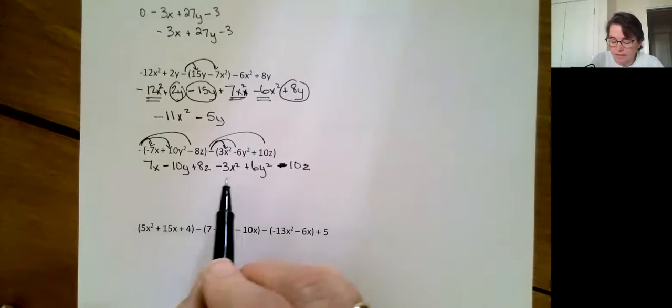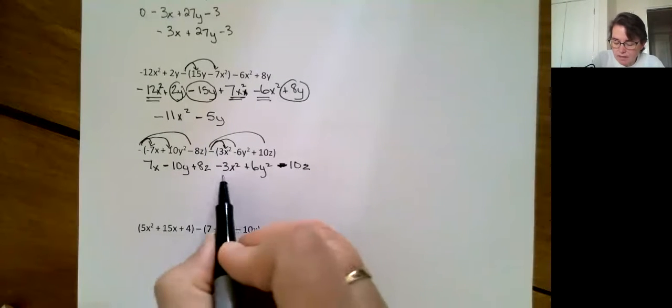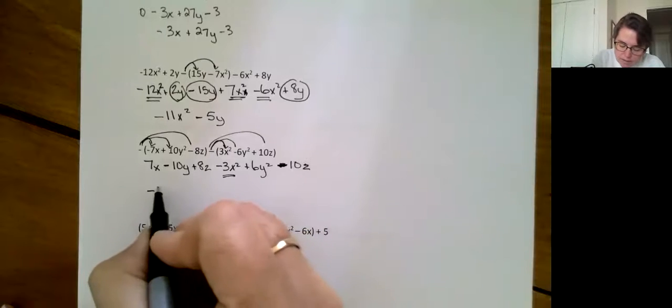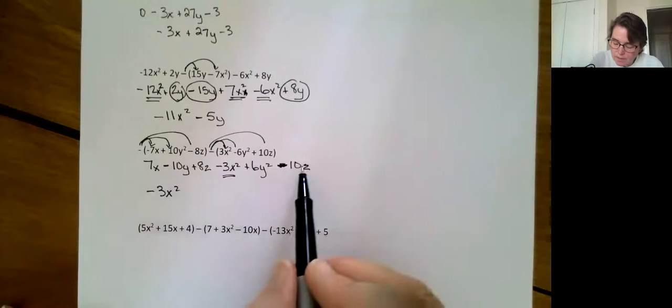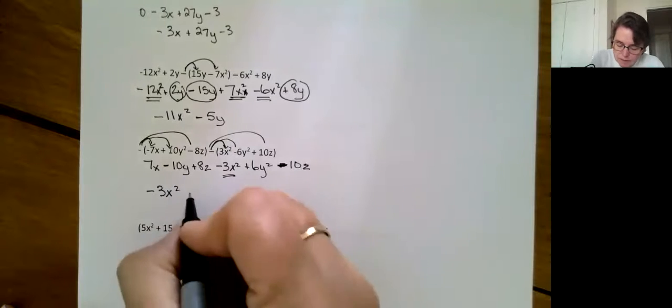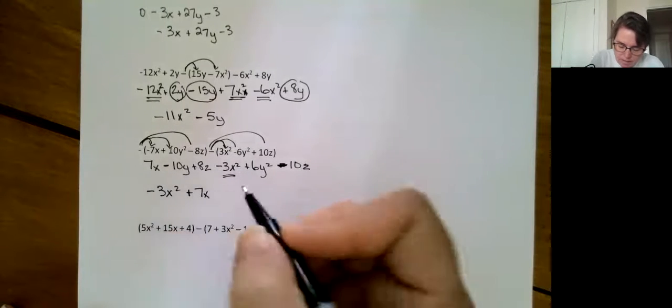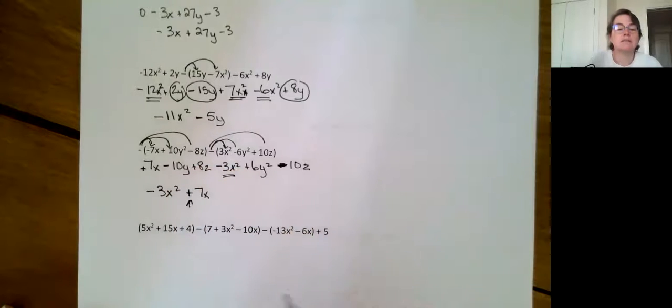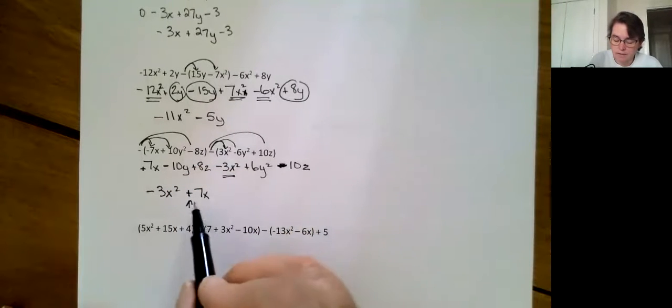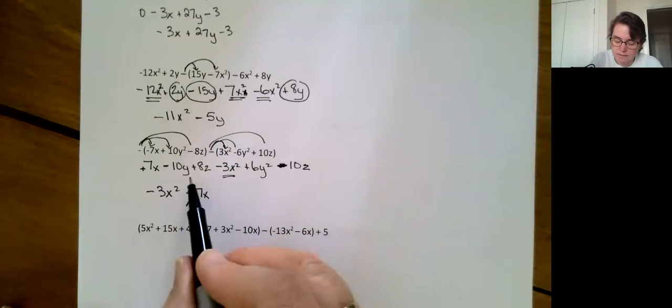So alphabetically, x's come first. And if we look, minus 3x squared. And there are no more other x squareds. So then we can put plus 7x. Now, that plus is important to have in there. And that exists because there's an understood plus up there. Those are my x's. Now come y's.